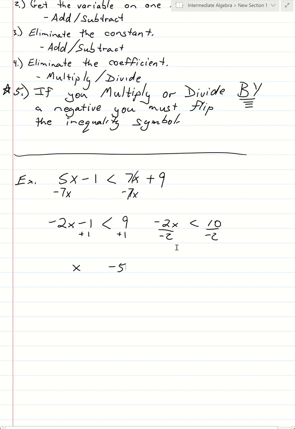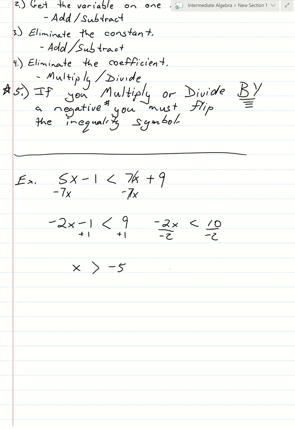And now, step 5, we ask ourselves, did we multiply or divide by a negative number? And the answer is yes. We divided by a negative 2. And so what we have to do is flip the inequality symbol. Right now the inequality symbol says less than, but I'm going to flip it. And I'm going to say x is greater than negative 5.